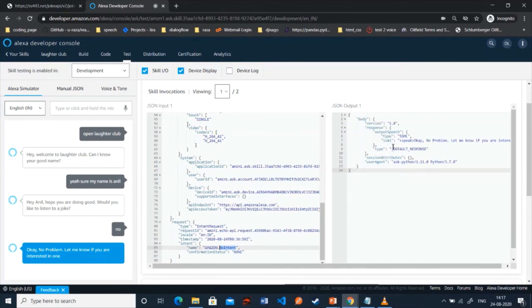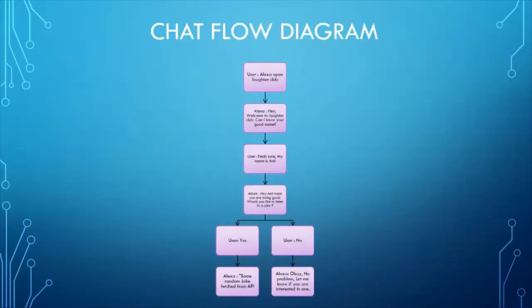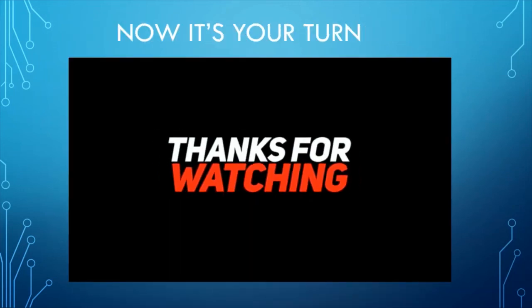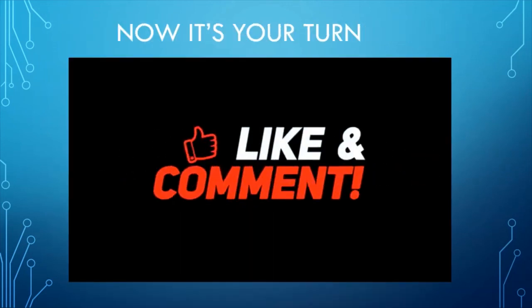So this is all about creating skills in Alexa. You can define your own skills, create your own skills, and if you see about the process, we are done with the flow diagram. We created user statements, we created Alexa statements, we tested our skills, and it's working fine. Now it's your turn to define your own skills.